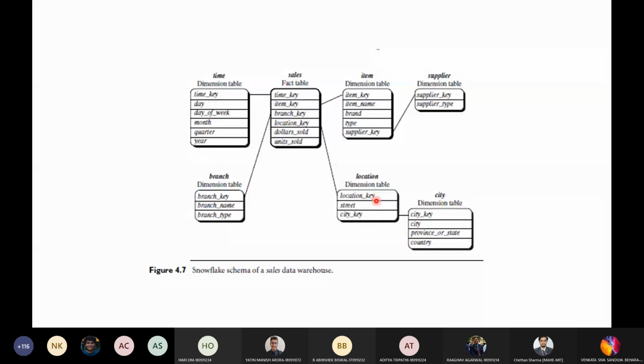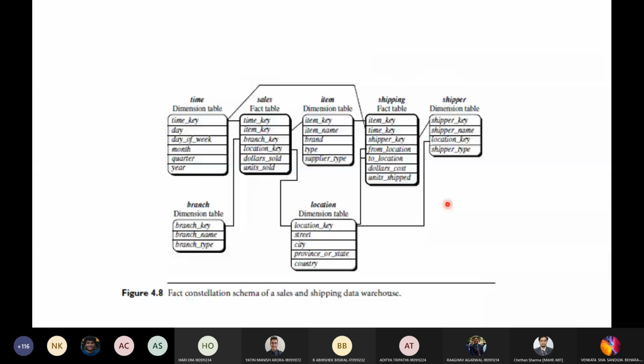This particular thing shows the third model, that is fact constellation. If you consider this example schema, it consists of two fact tables: one with respect to sales and one with respect to shipping. The sales table here is identical to one of the previous ones, and the shipping table consists of 5 dimensions.